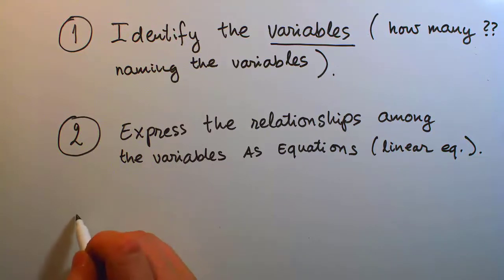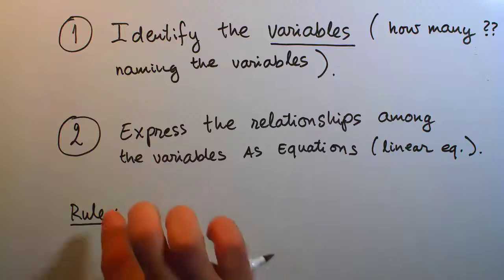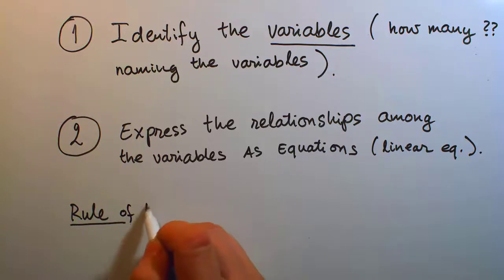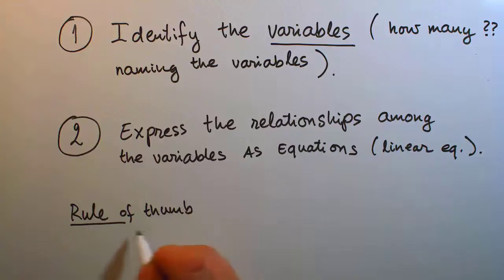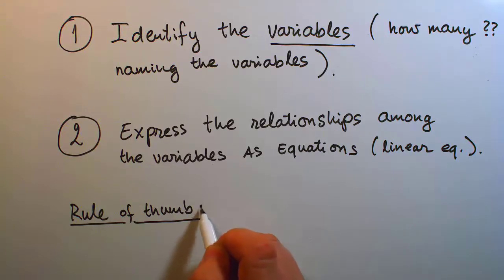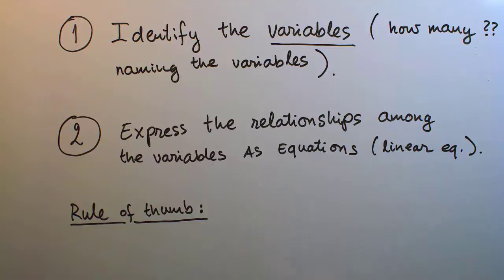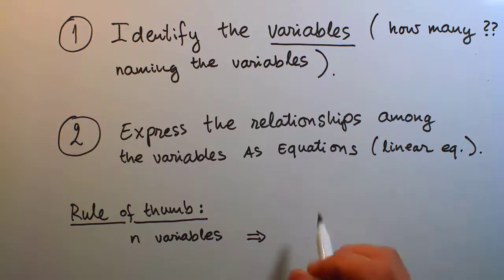And we can also use this rule of thumb to check right here. A rule of thumb to ensure that we're under the correct guideline right here. But if we have identified n variables, say 3 variables, 2 variables, 5 variables, that's what n is for. So if we have identified, once again, n variables, then we should be able to also identify the n relationships.